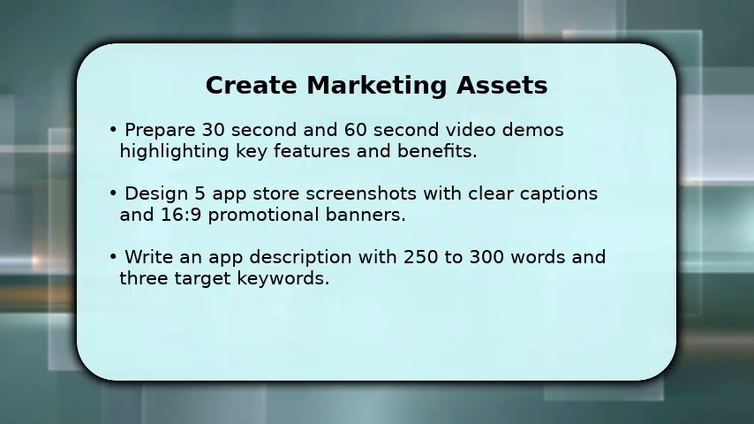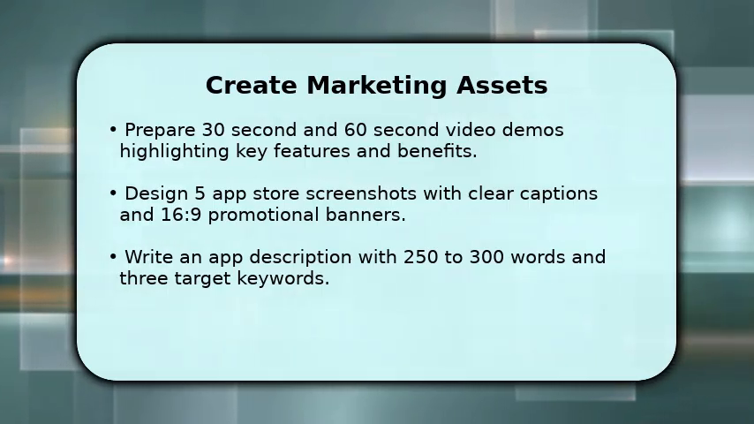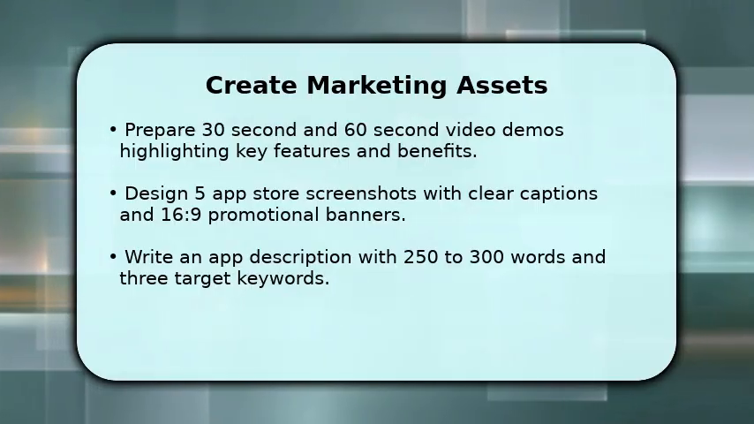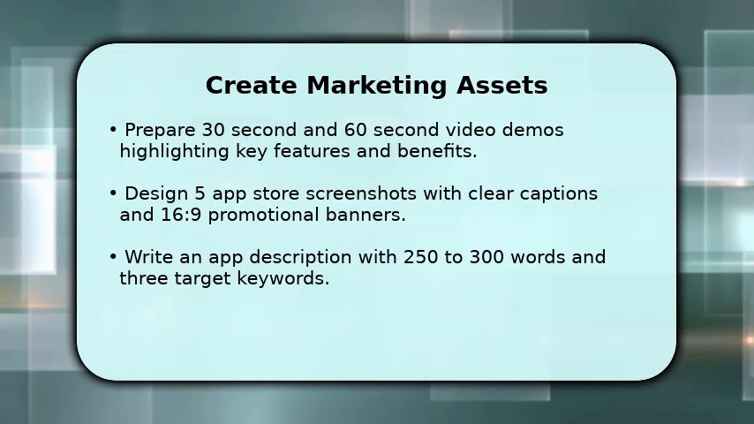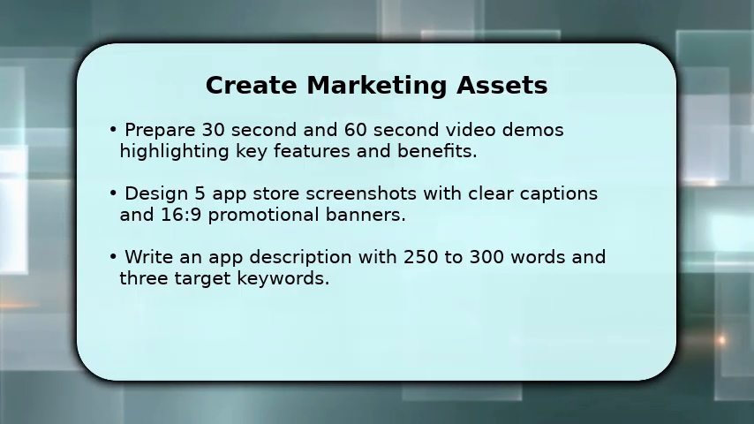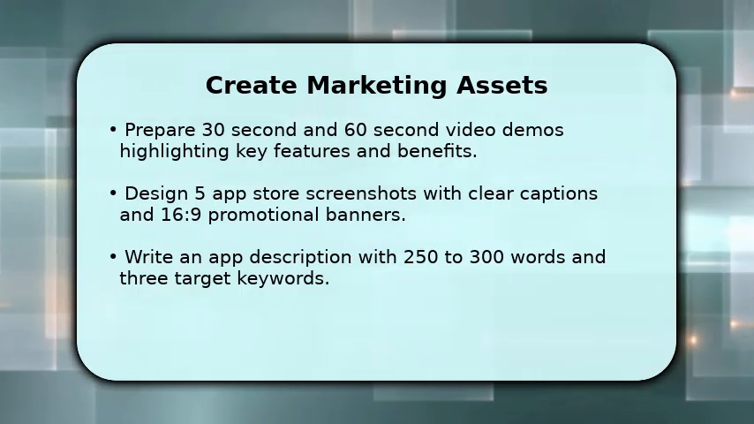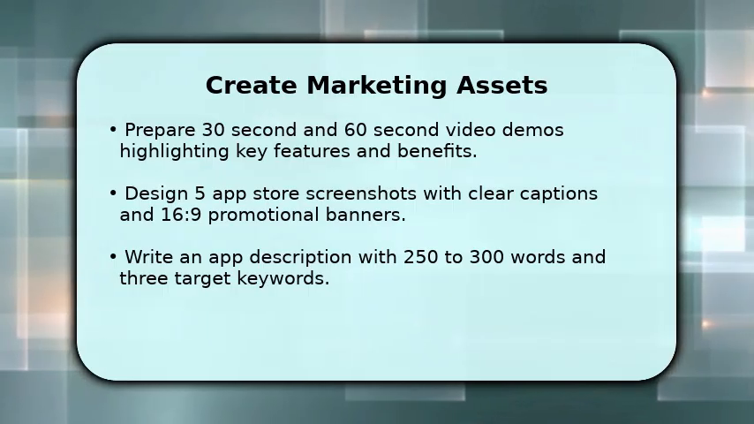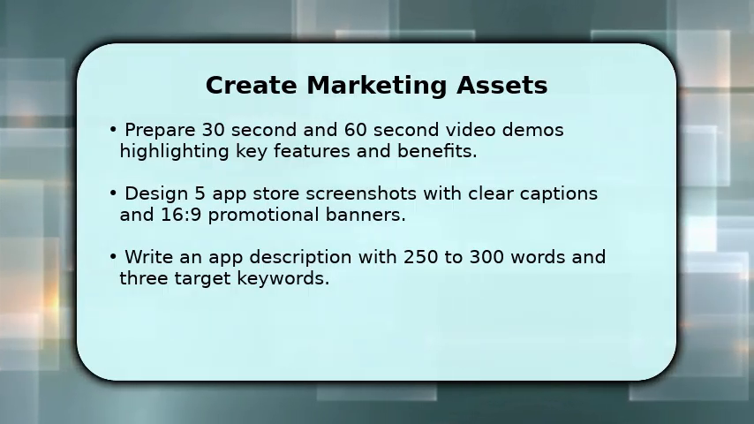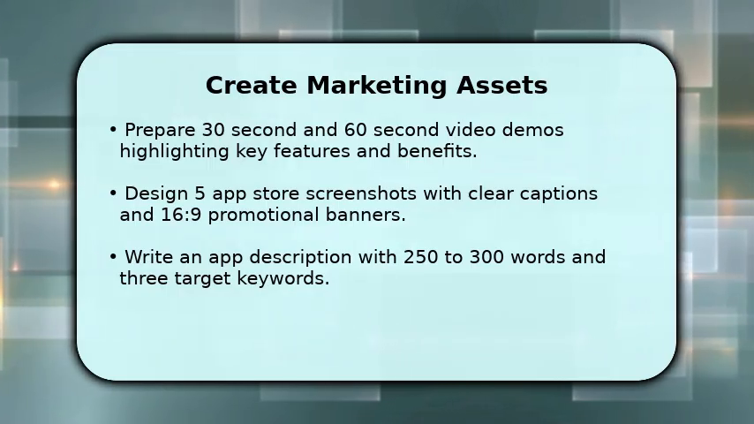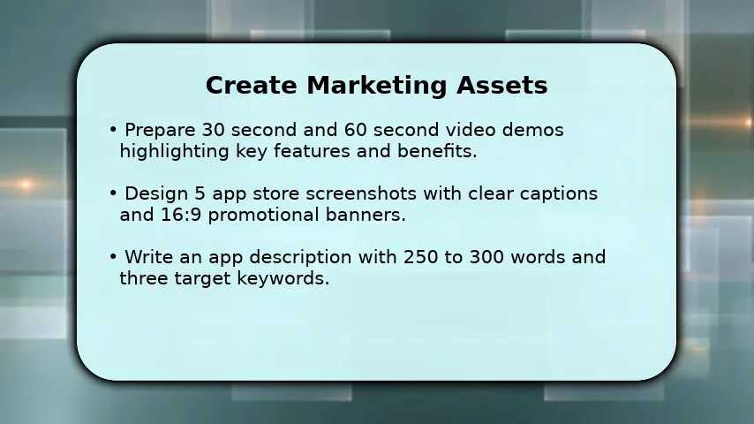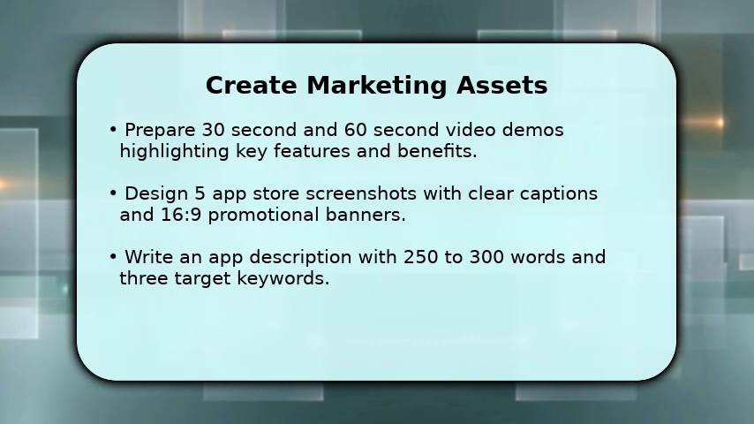Produce 5 high-quality App Store screenshots with captions and a 16:9 promotional banner for ads. Write an app description of 250 to 300 words and include 3 target keywords for search optimization. Prepare a press kit with 1-paragraph company bio, feature list, and 3 customer quotes. Export icons and images in required sizes for both iOS and Android stores.